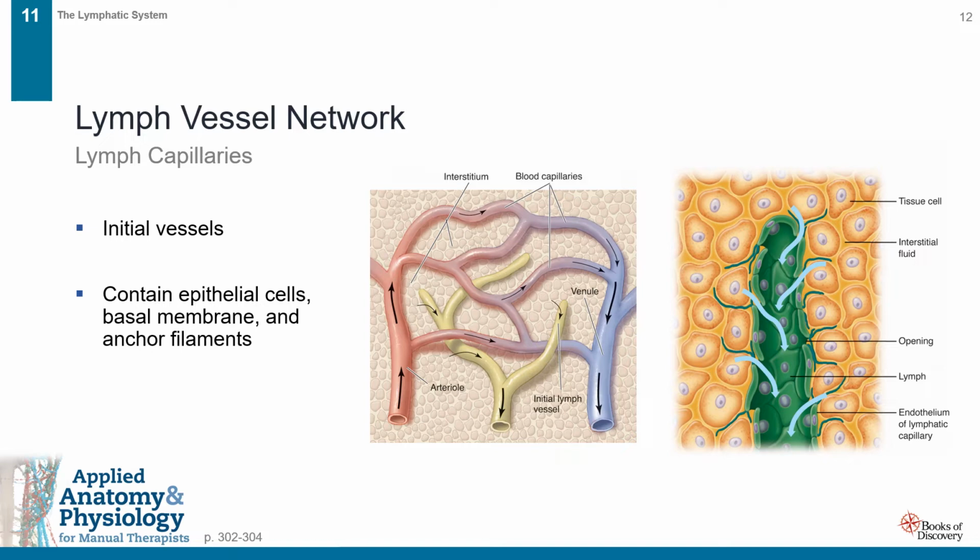The epithelial cells of the initial vessel overlap each other by approximately 1/3, like fish scales. They have microscopic fibers called anchor filaments that hold the initial vessel in the interstitial space and open the vessel by pulling the overlapping flaps of the epithelial cells outward.